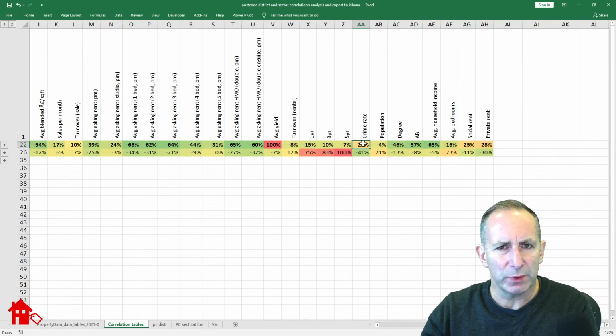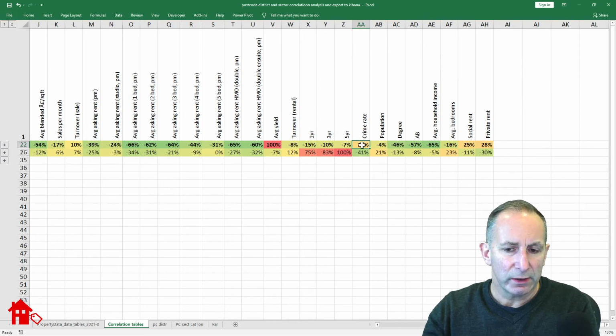Another one is crime. And as we've seen from previous lectures, crime is so localized. So it's dangerous to say, well, that postcode district's got a lot of crime, I'm going to avoid that. Well, that's a foolish thing. It's really important to look at crime on a super localized level. And yes, higher yield, higher crime, but it's not a significant correlation in my view.